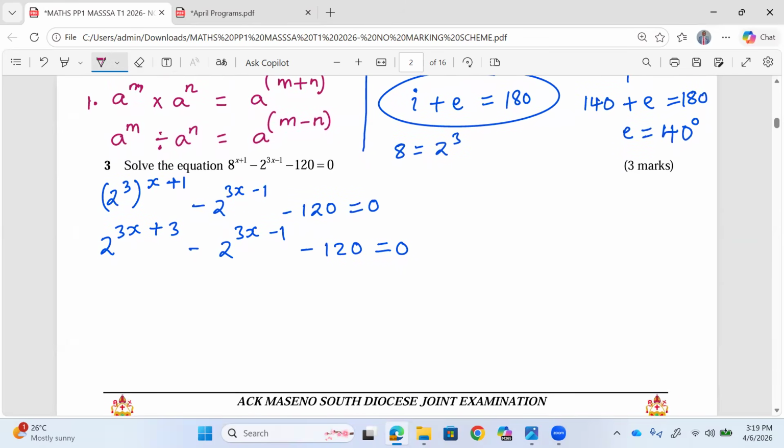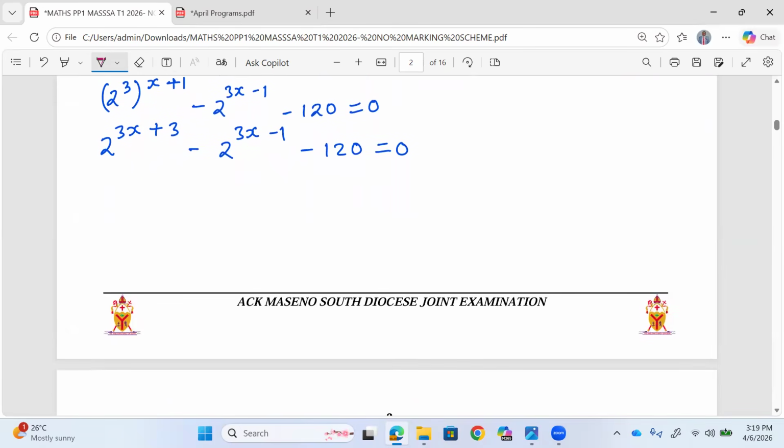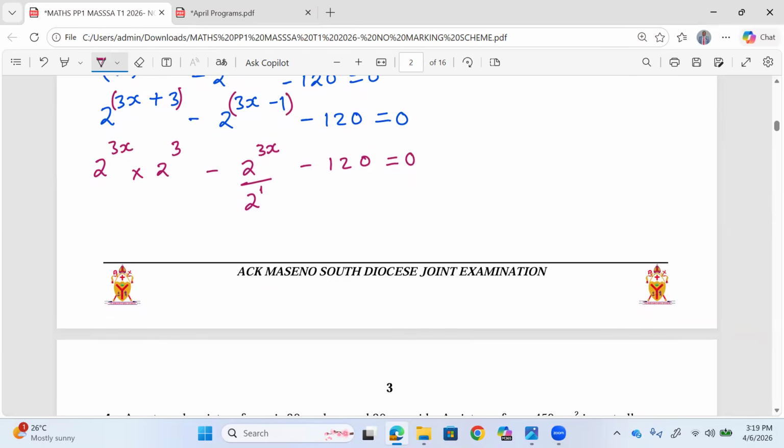Two laws. So allow me to apply the two laws at the same time, whereby for these two powers to be added this way, it means there is 2 power 3x multiplied by 2 power 3, then minus 2 power 3x. And because there is a minus 1, it means 2 should be divided by 2 power 1. Minus 120 equals 0. So 2 power 3, that is 8.